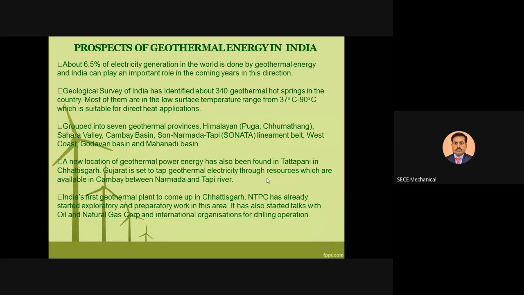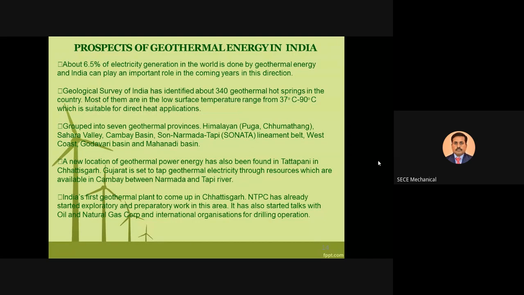At the world level, around 6.5% of electricity generation is done by geothermal energy. A new location for geothermal power has been found at Tattapani in Chhattisgarh. This is another place where geothermal power production has now started. In the state of Gujarat, geothermal electricity resources are available in the Cambay region between the Narmada and Tapti rivers, and the government of Gujarat has started a geothermal power plant.